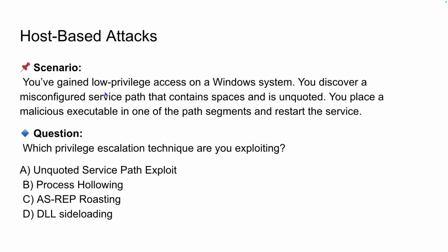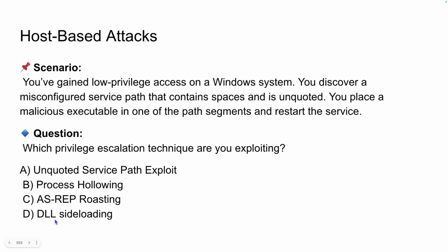Now, our first scenario: you've gained low privilege access on a Windows system. You discover a misconfigured service path that contains spaces and is unquoted. So it's a service and it contains spaces and is unquoted. You place a malicious executable in one of the path segments and restart the service. Which privilege escalation technique are you exploiting? Unquoted service path exploit, maybe. Process hollowing, maybe.